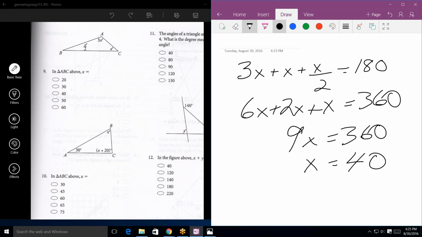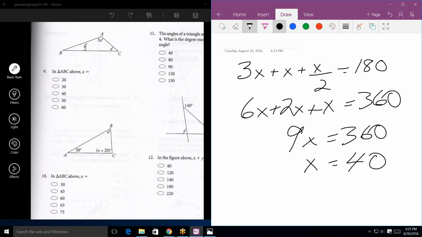Yes. And that's the way you want to do all geometry problems: start out thinking, what equation can I write? There's a variable in there, so I know I'm going to end up with an equation. That was surprisingly easy.